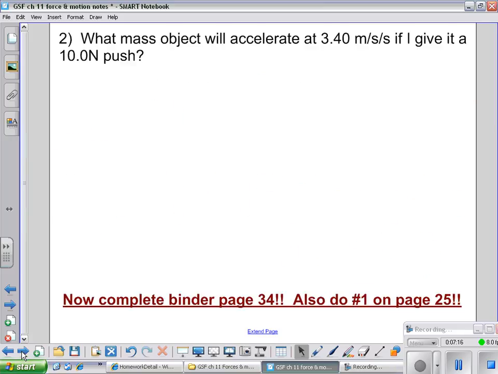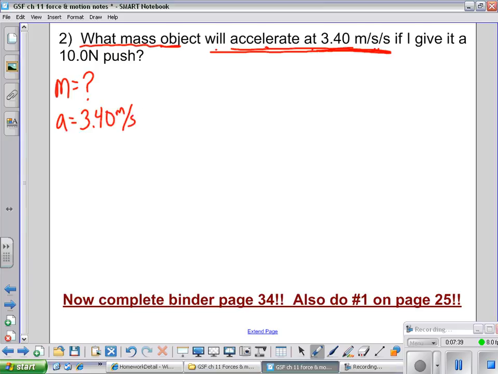Next problem is what mass object will accelerate at 3.400 meters per second. So what mass, that's my unknown, mass equals question mark. Again, will accelerate at, plus your units of meters per second should be a good clue. So my acceleration is 3.40 meters per second per second, if I give it a 10.0 Newton push. Now it doesn't say what it is, but we know that Newtons measure force, and they say it's a push. So that's my force.